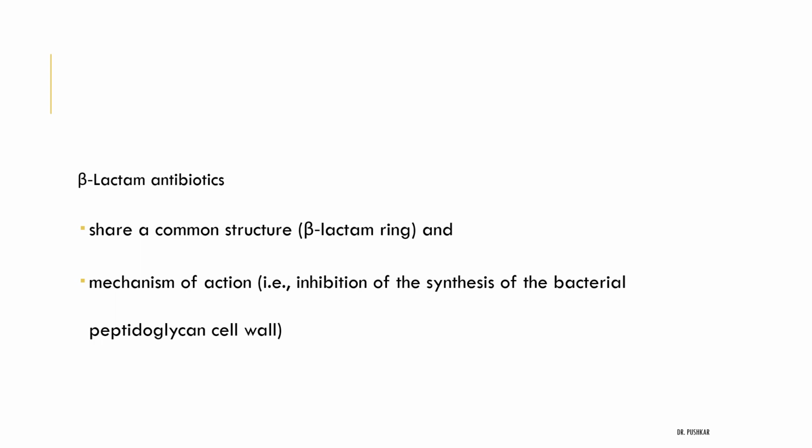So first of all, all four kinds of beta-lactam antibiotics share a common structure, that is the beta-lactam ring. Means all these penicillins or cephalosporins, they all have the beta-lactam ring, and that is why they are known as beta-lactam antibiotics, and they share the same mechanism of action, that is they inhibit the synthesis of bacterial peptidoglycan cell wall. So they are the cell wall synthesis inhibitors.